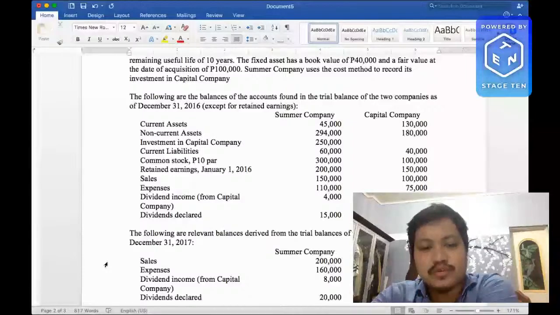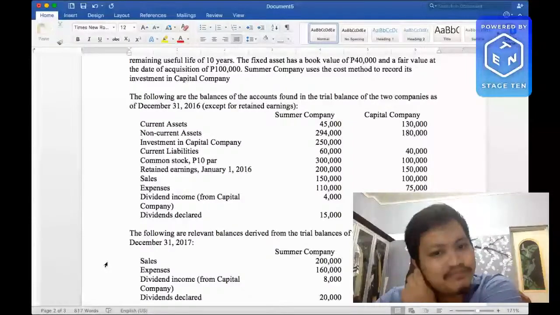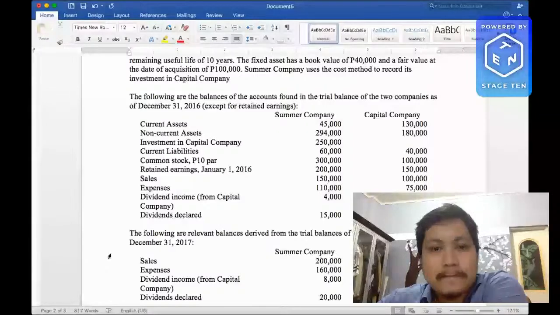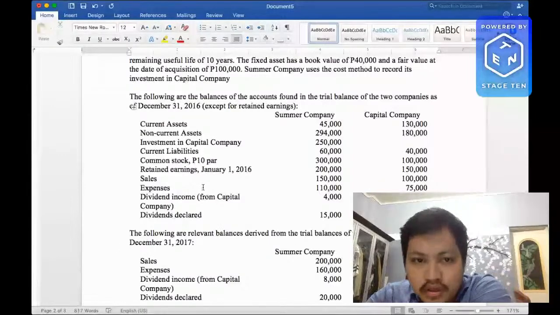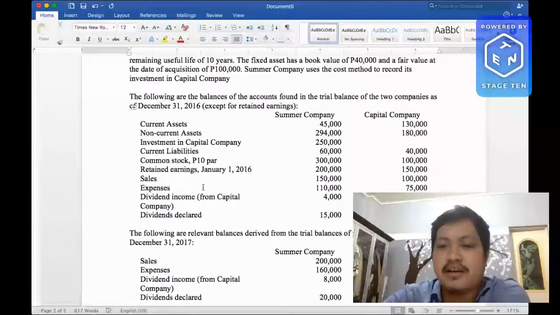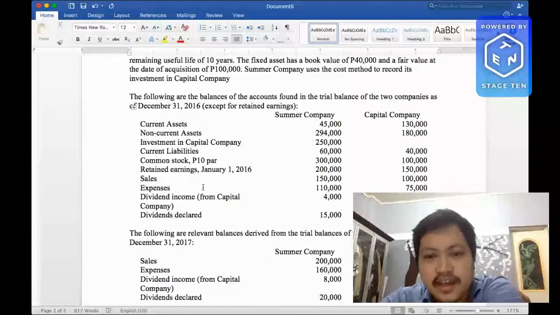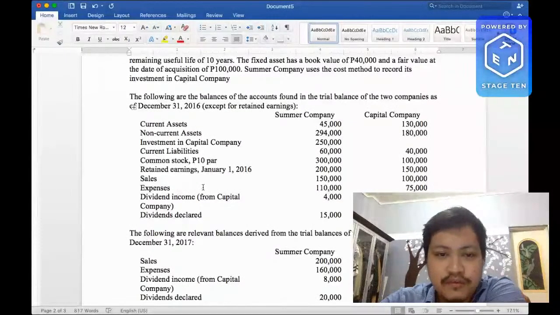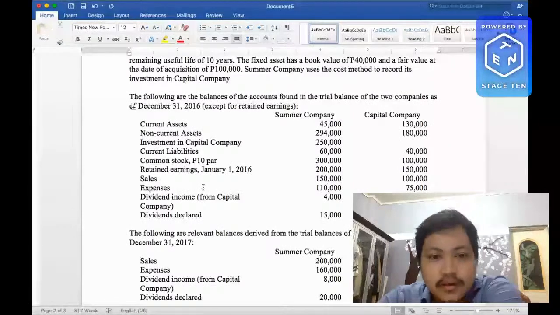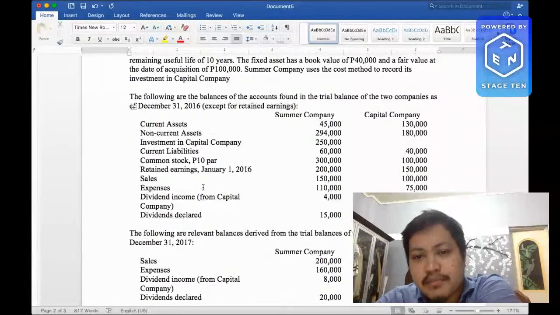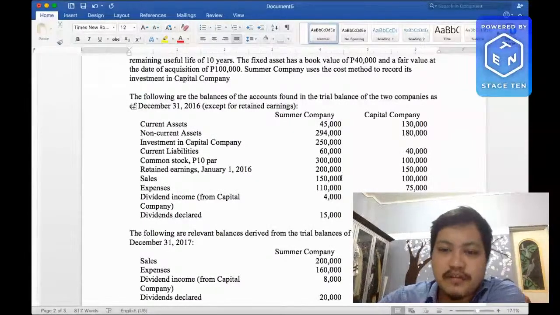Okay, so since we're focused on the consolidated income, class, we'll just focus on the revenue and expense accounts. Here, the sales of the parent is 150, while the sales of the subsidiary is 100. If you are asked for the consolidated sales, class, in this case, it will simply be 150 plus 100. It will give you 250. But if you're asked for the consolidated expenses, class, it will not simply be 110 plus 75.